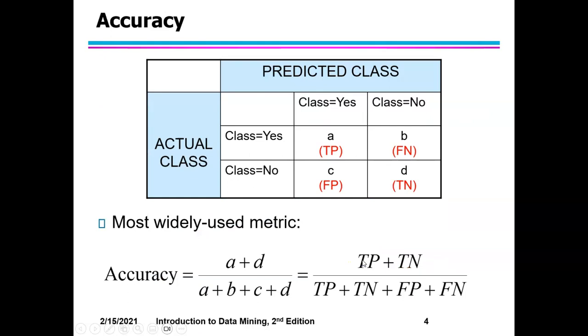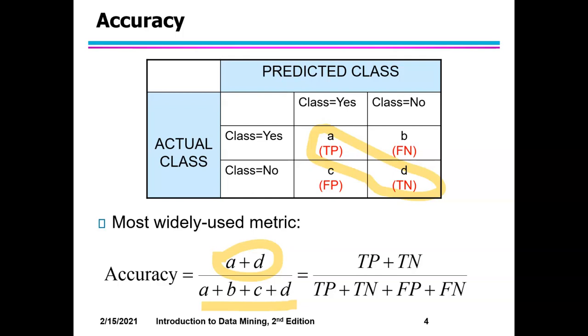Now, to be more mathematical, we have categorized A, B, C, and D into TP, FN, FP, and TN. If we want to find the accuracy of a certain algorithm, how do we find it? Usually we take A and D, the diagonal, and divide it by the total of A, B, C, and D. By this way we get the accuracy.